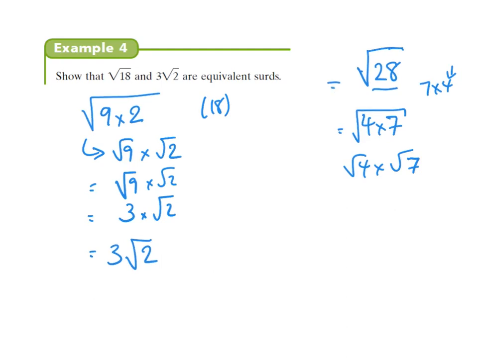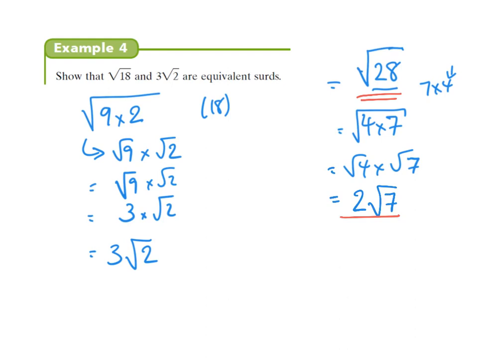So we're just respectfully expanding that, if you like. And square root 4 is 2. Square root 7, we can't do much more with it without it becoming irrational and lost. So we can just write it as that. So that's equivalent to square root 28.